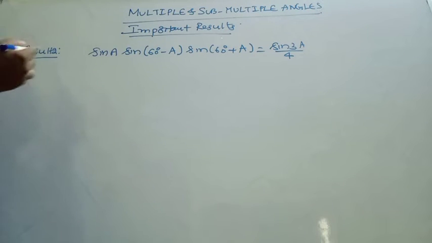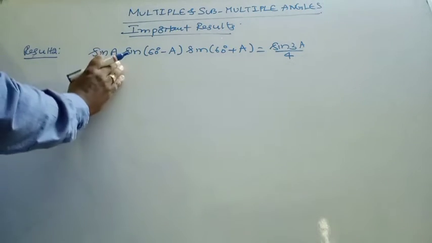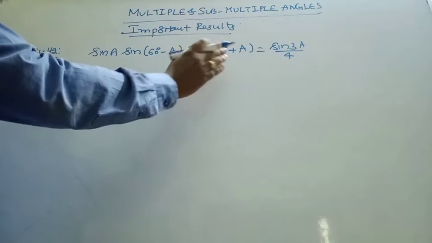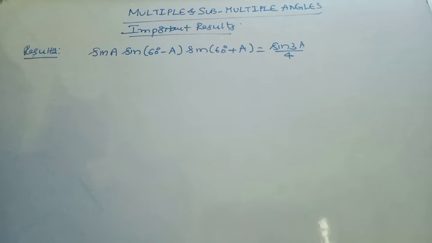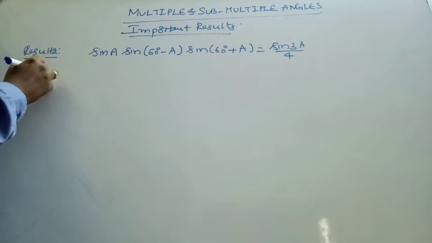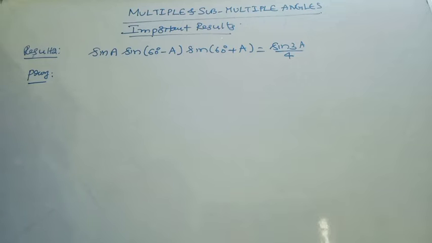Now we have the second result, my dear students. That is sin A into sin 60 minus A into sin 60 degrees plus A is equal to sin 3A by 4. This is what we have to prove. How we prove this also, you see, my dear students.